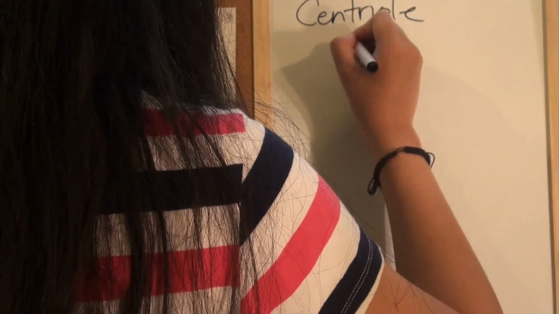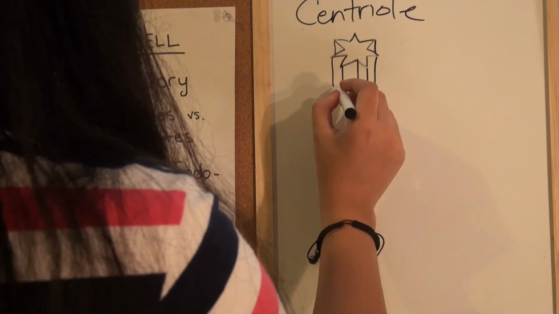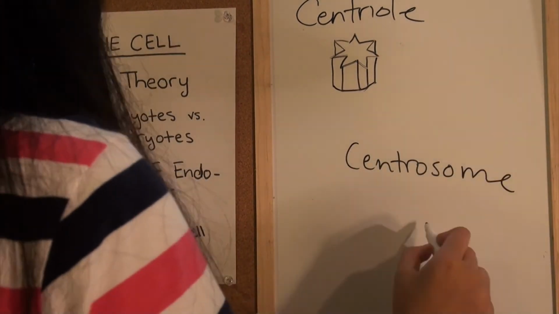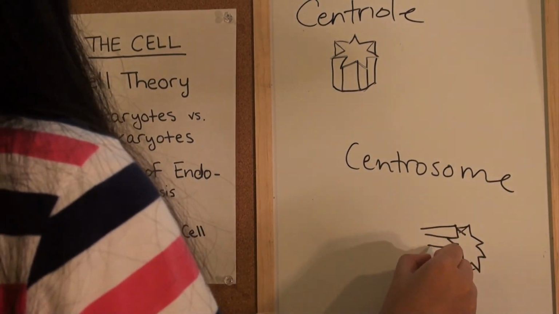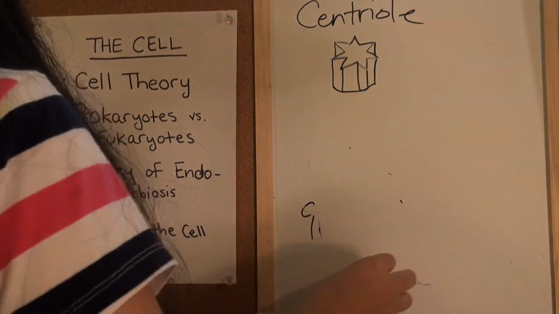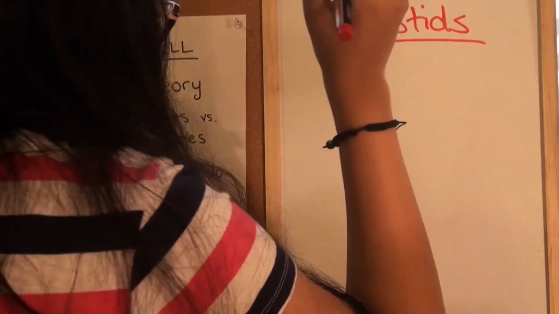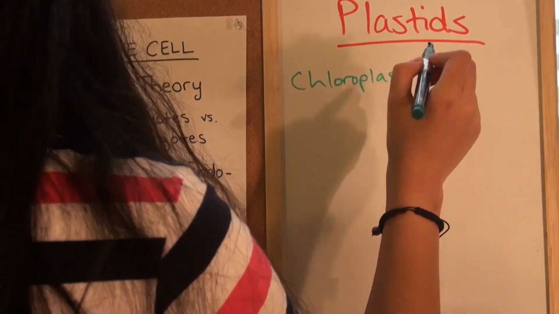Centrioles and centrosomes are outside the nuclear membrane and organize spindle fibers in animal cells only. Also, if you don't know the difference between the two, a centriole at a 90-degree angle is called a centrosome. Now we move on to the organelles found only in plants and algae.